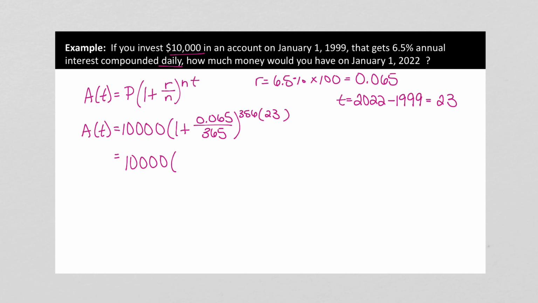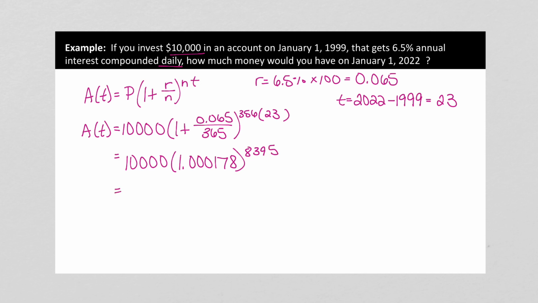So starting with 0.065 divided by 365, that's 0.000178. Add 1 to that, you get 1.000178. But like I said, in Desmos, if the decimal keeps going, you can just double click on it, copy, and paste down below, and that will help you get through it without rounding error. And then 365 times 23 is 8,395.